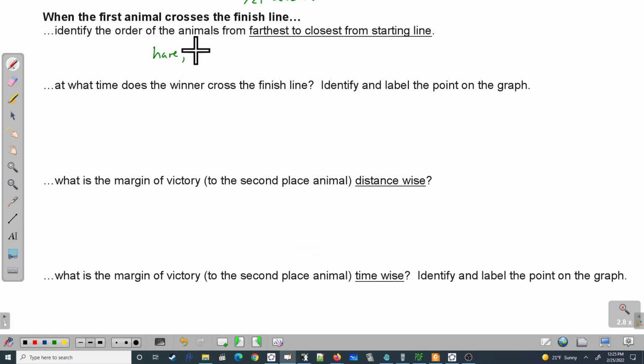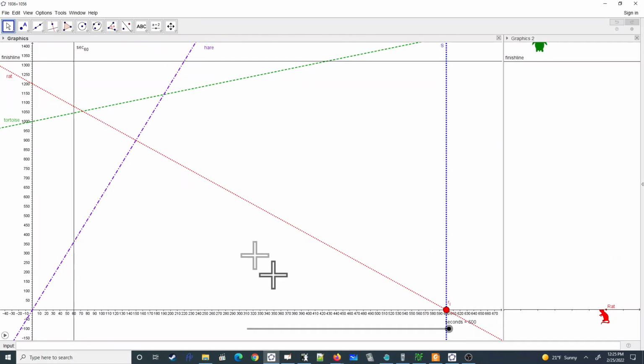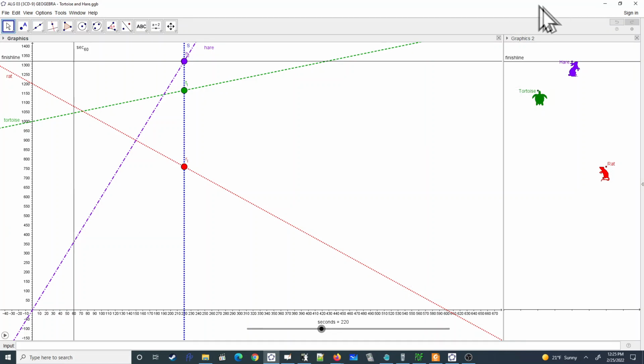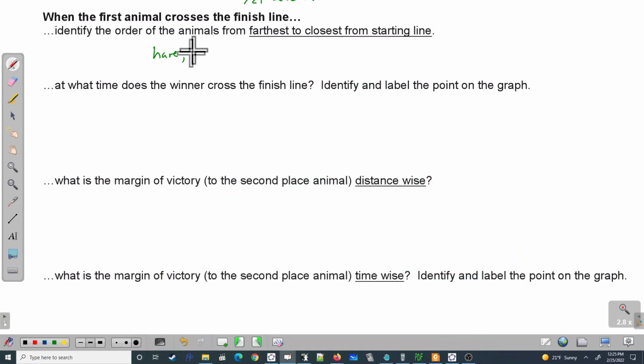Now this question actually reads the following. If you read it carefully, it says, when the first animal crosses the finish line, what was the order at that moment? So I guess I should be clear here. I'm asking you what happened, where is everybody at that exact moment in time? And so that is the hare, the tortoise, and the rat. And so that's what we'll put here. Hare, tortoise, rat.